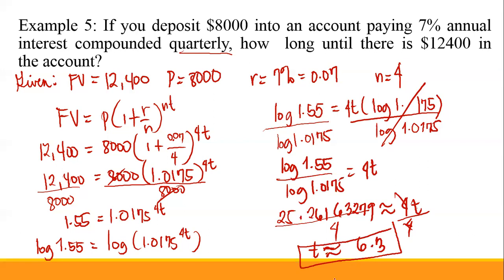Okay? So, that is your time that you need just to accumulate $12,400 in the account, if you deposit 8,000 into your account, paying 7% annual interest, compounded quarterly. Okay, so 6.3 years. So approximately, it will take you approximately 6.3 years.